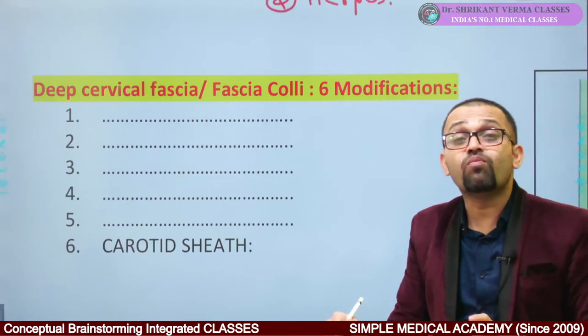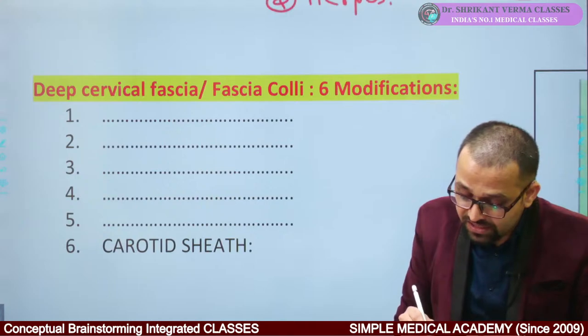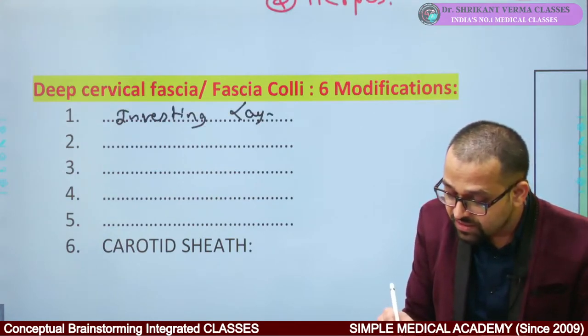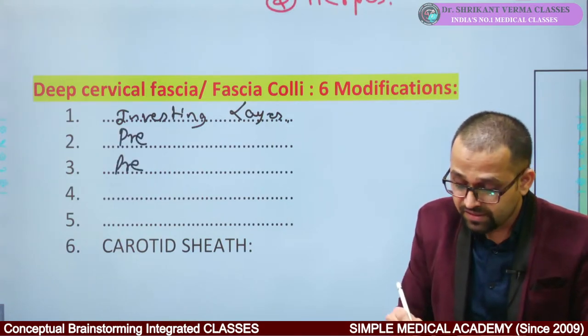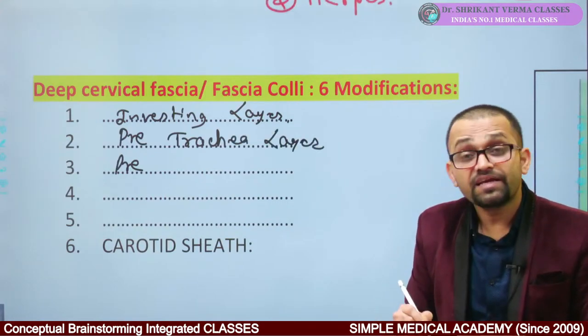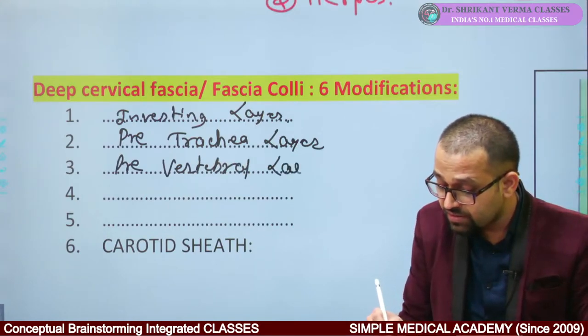What are the different modifications of the deep fascia? So remember, here you will see the investing layer. Then you can remember the pre layers. One layer is in front of the trachea, the pretracheal layer. One layer is in front of the vertebra, the prevertebral layer.